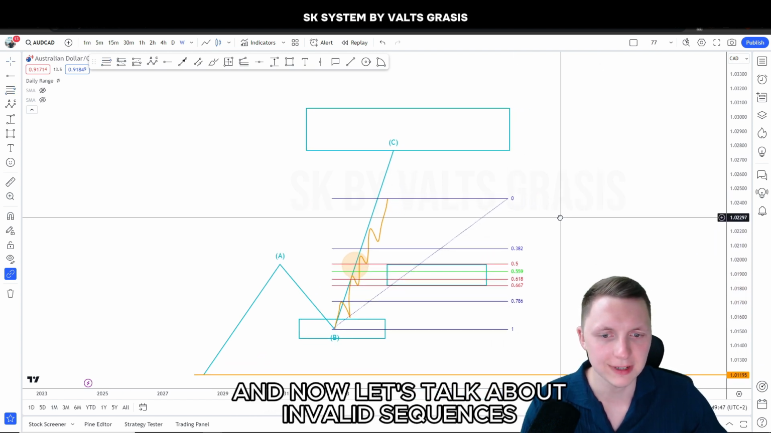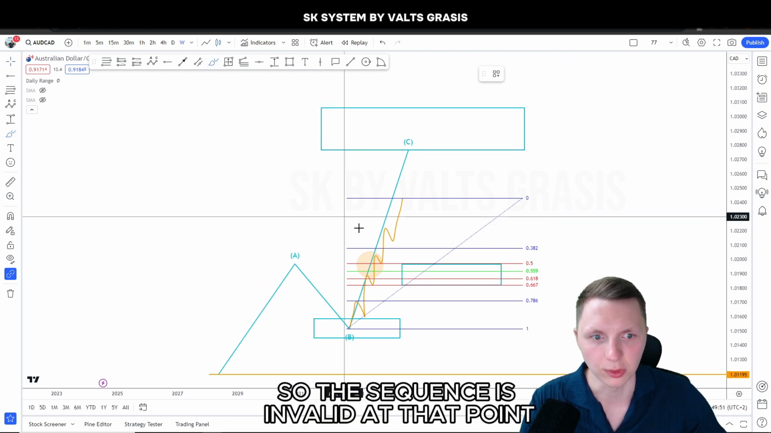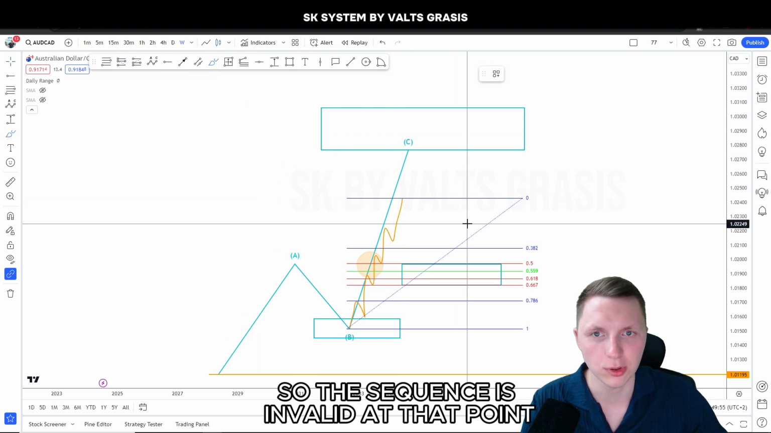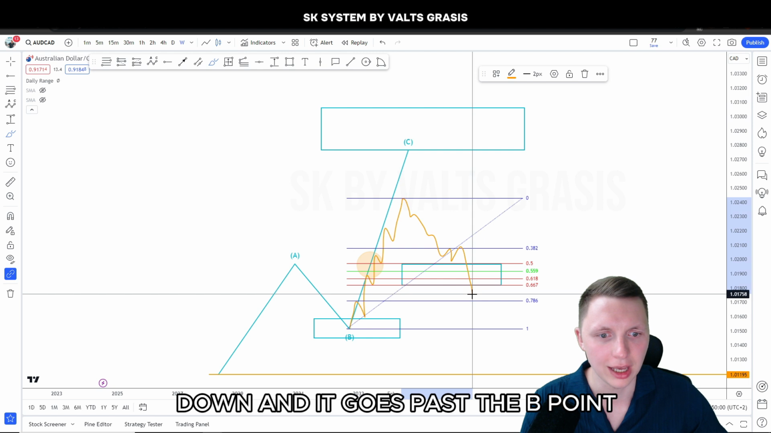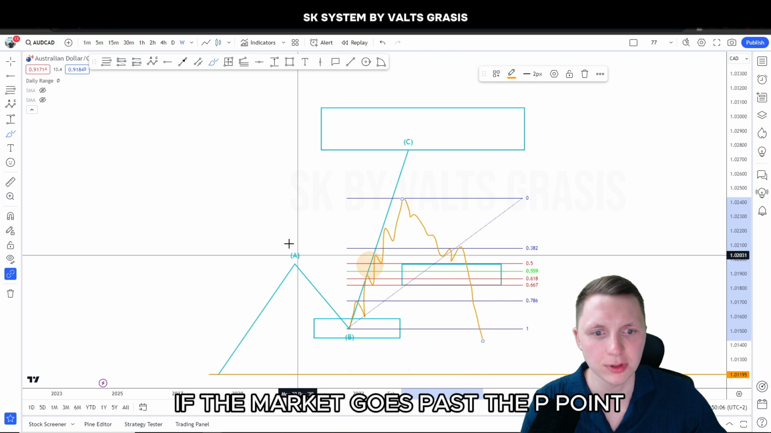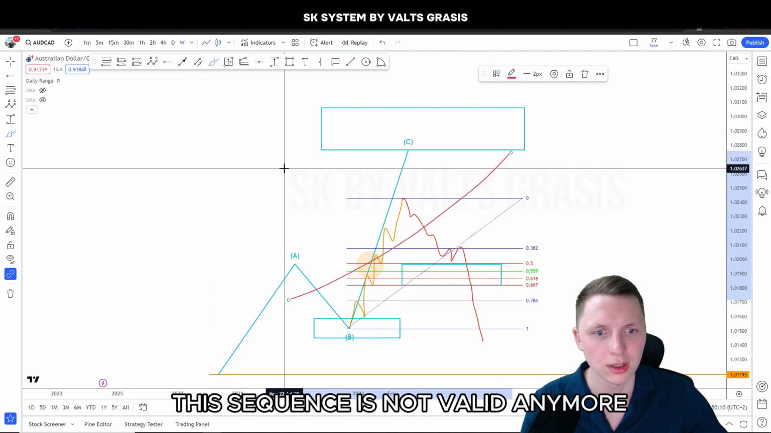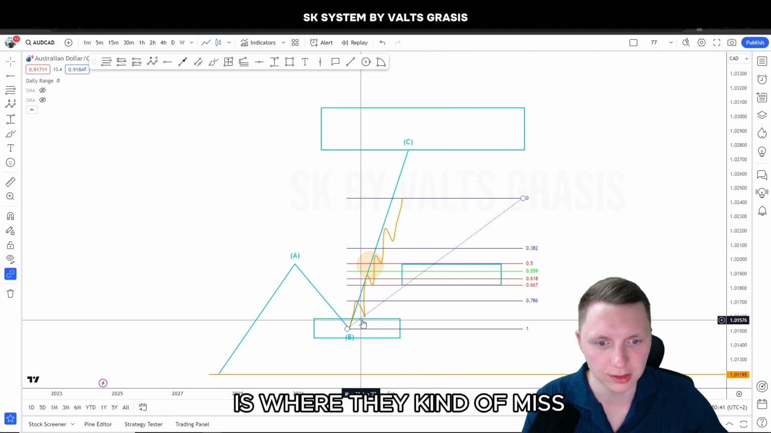And now let's talk about invalid sequences. So the sequence is invalid at that point when the market goes down, down, down, down, and it goes past the B point. Okay, if the market goes past the B point, this sequence is not valid anymore, and you can forget it. I have seen a lot of people make this mistake.